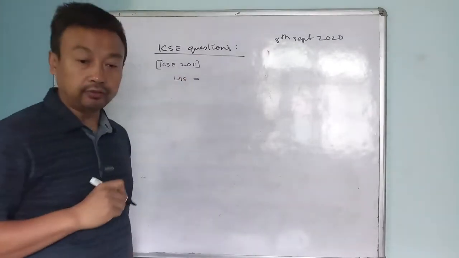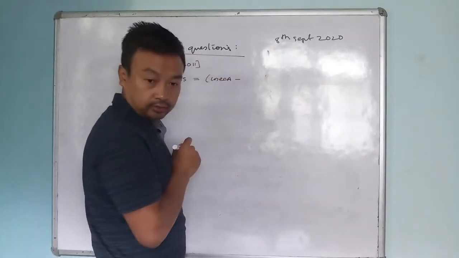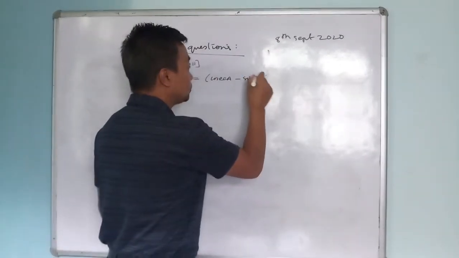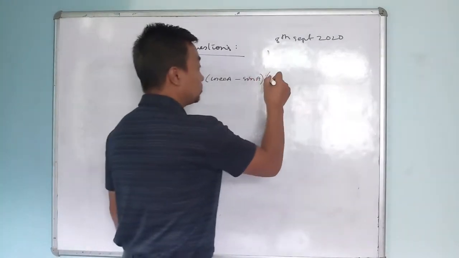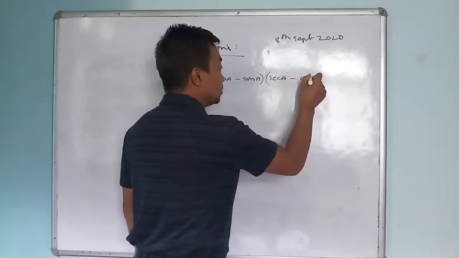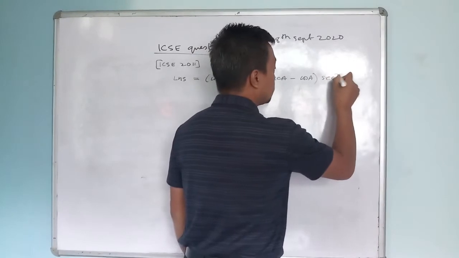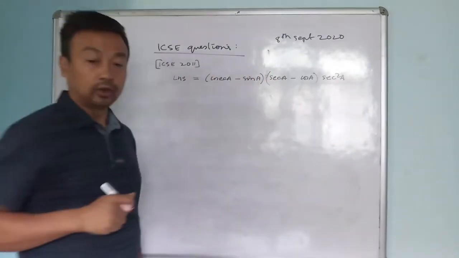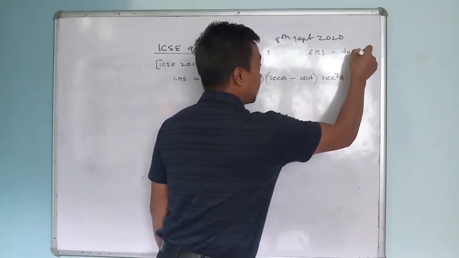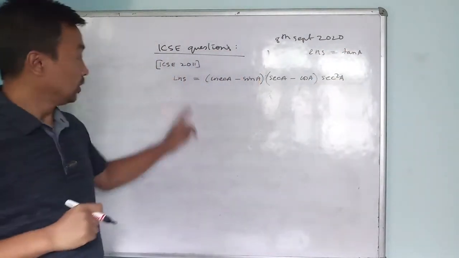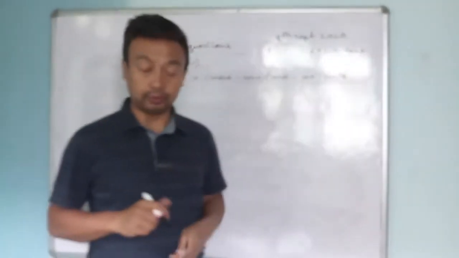Okay, I'll write down the left hand side directly. The question is (cosec A minus sine A). In the second bracket you have got (sec A minus cos A). Then you have got sec square A. This is your left hand side. On the right hand side, you have to prove that the right hand side is equal to tan A. Alright? So this is the left hand side equals right hand side. So you have to prove it.